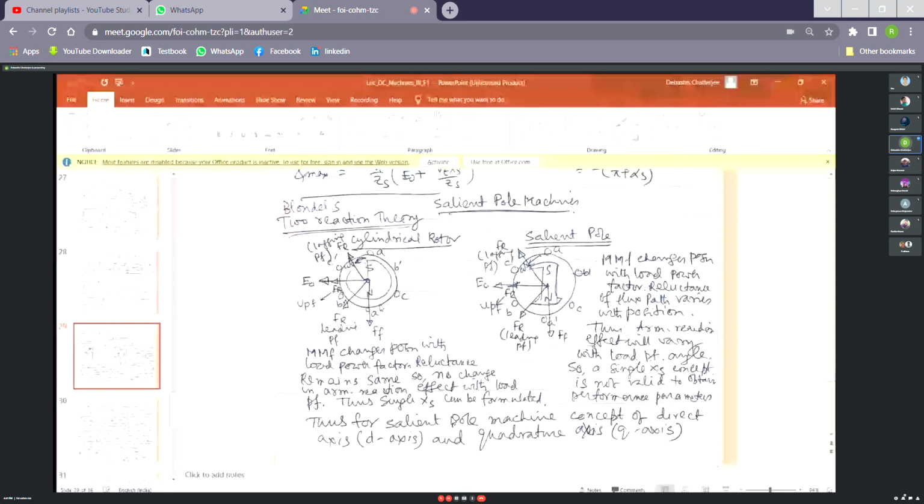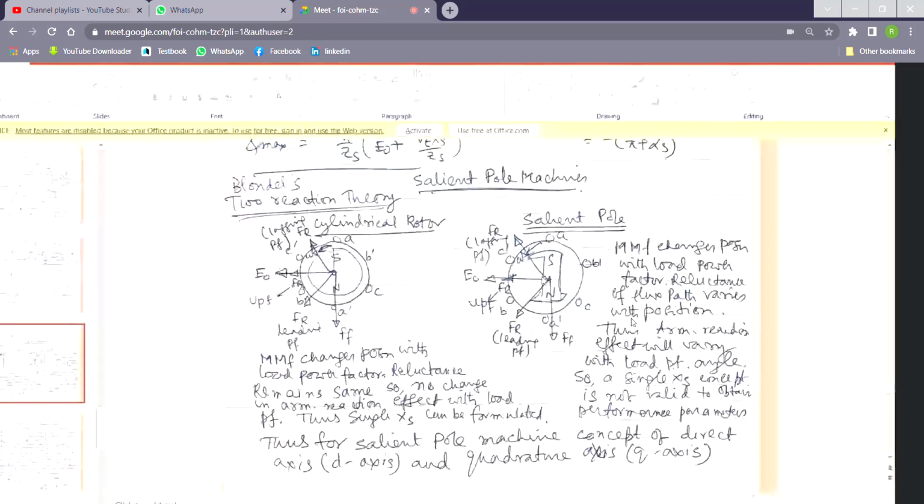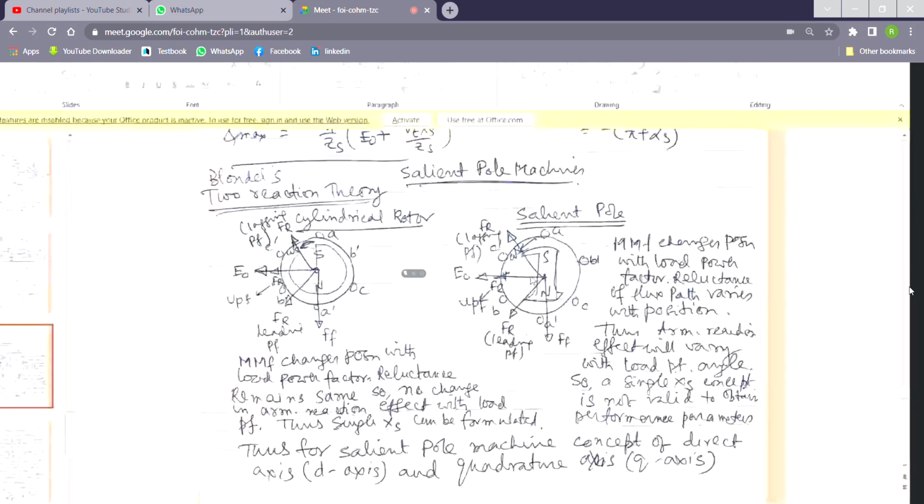Okay, but when you consider the salient pole machine, you see when it is say in the first position, there is a top left position. So the flux path consists of some portion of the rotor, and then the stator portion is same, and air gap is in between. Now, when you consider the second phasor, that is say along E0, here we find the maximum portion of air gap traversed by the flux. Now the MMF being the same, the flux produced will vary. It's a position function of the MMF phasor in the space, right?